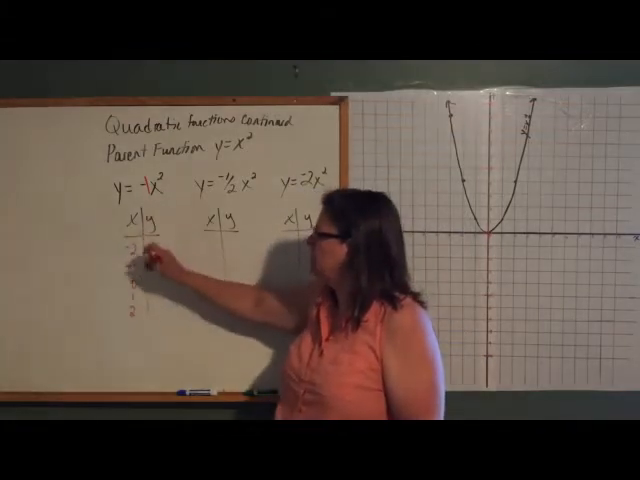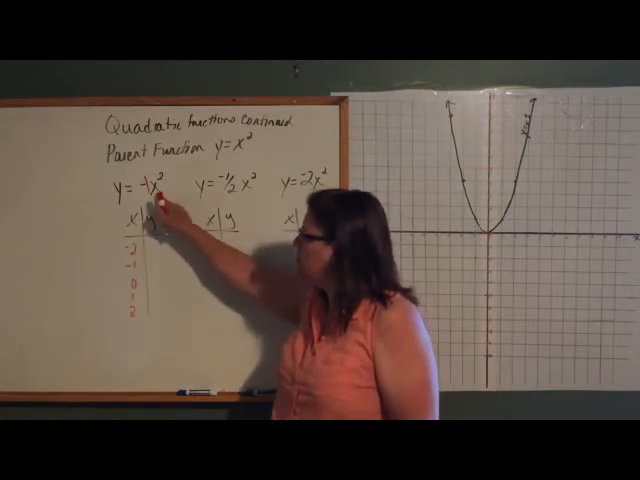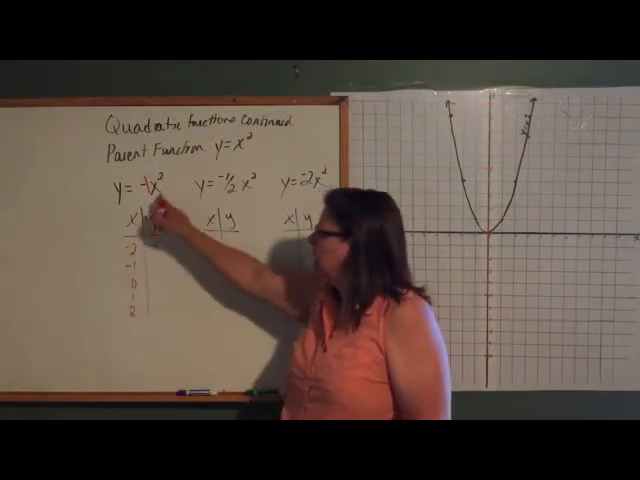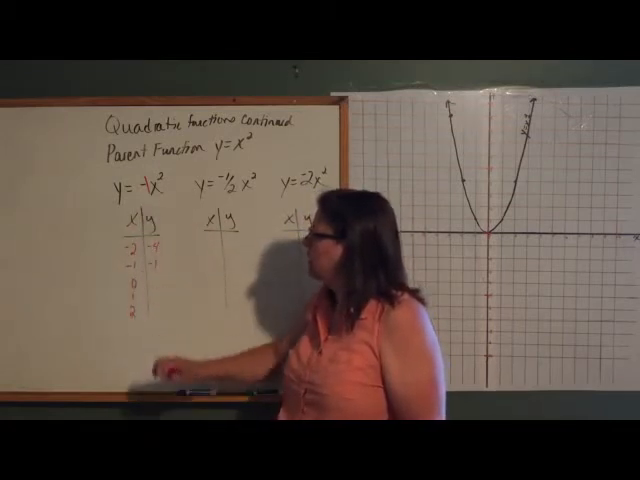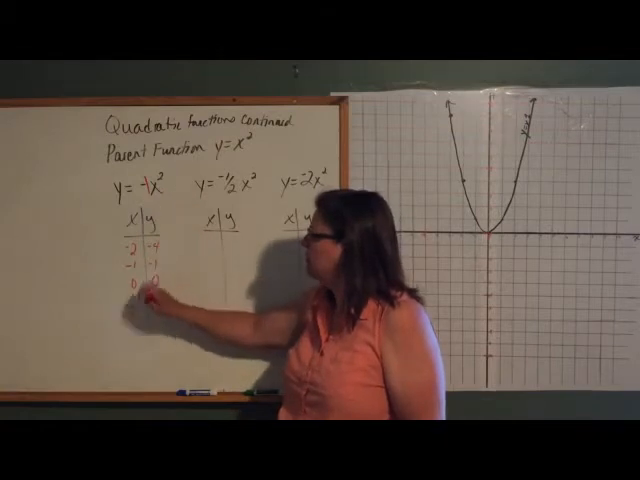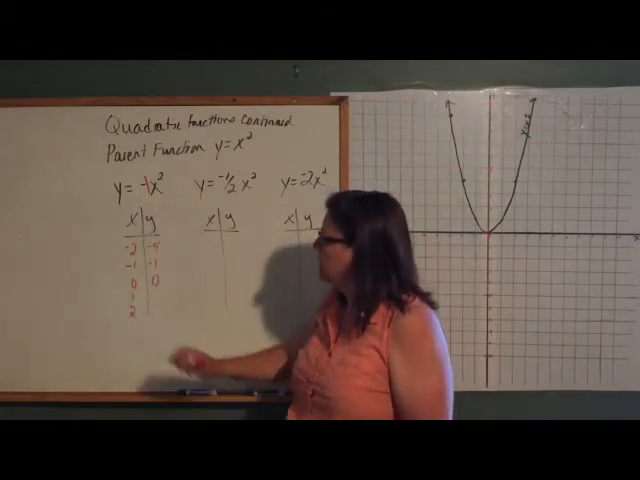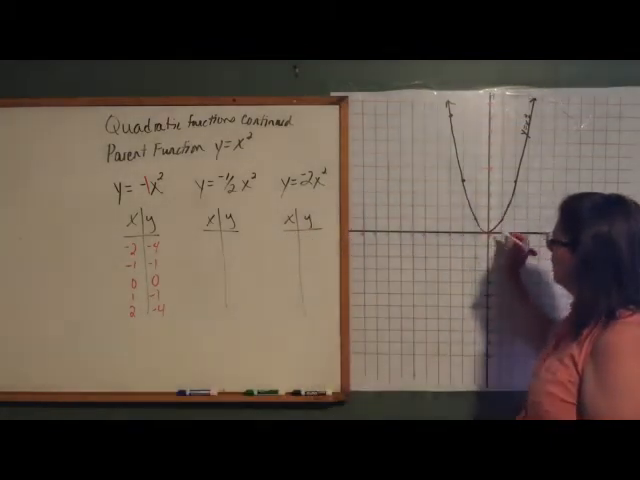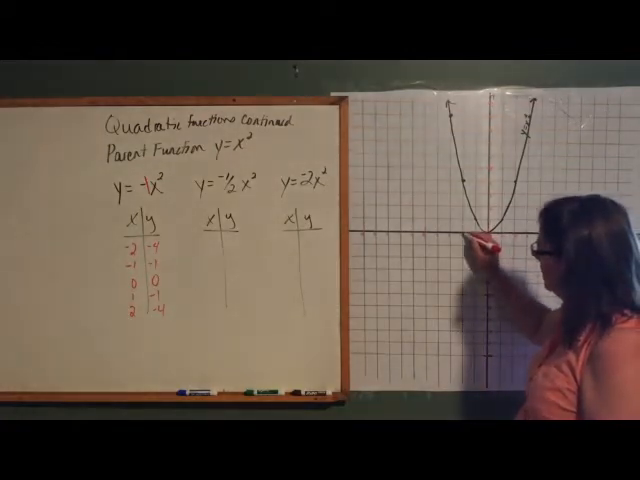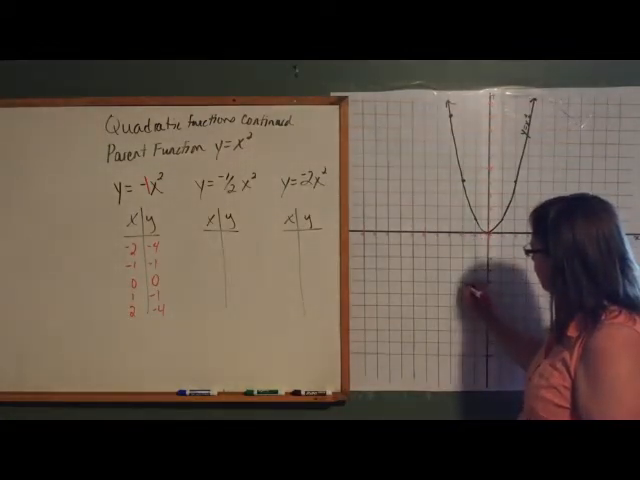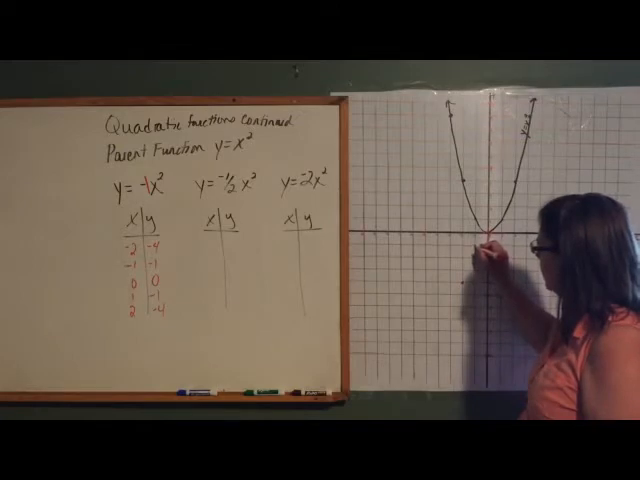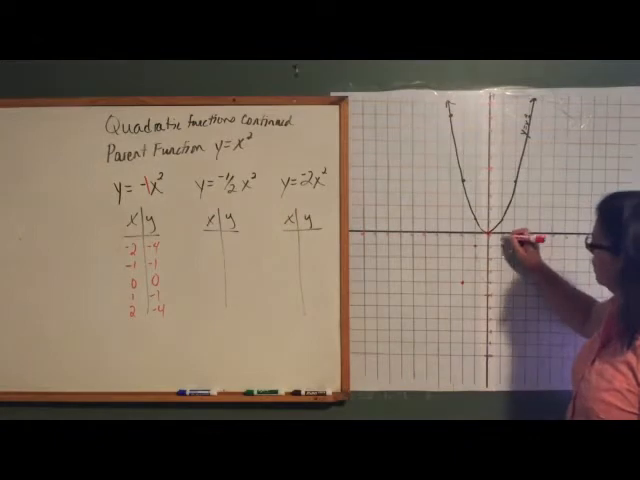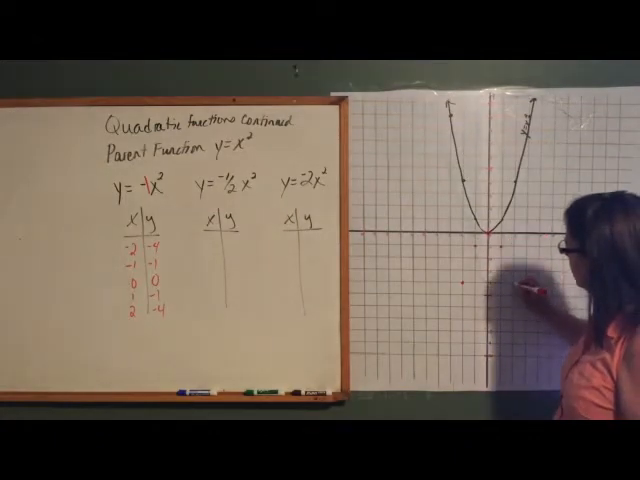So when I plug in -2, I get -2 squared is 4 times -1 is -4. -1 squared is 1 times -1 is -1. 0 squared is 0 times -1 is 0. 1 squared is 1 times -1 is -1. And so if we look at what that does to our graph, we start at 0, 0, we go left 2, down 4, left 1, down 1, 0, 0 is our vertex, right 1, down 1, right 2, down 4.